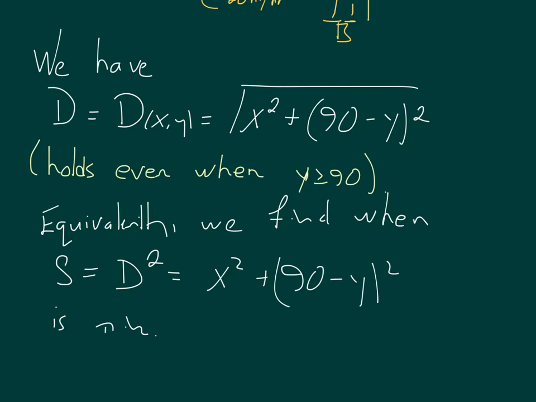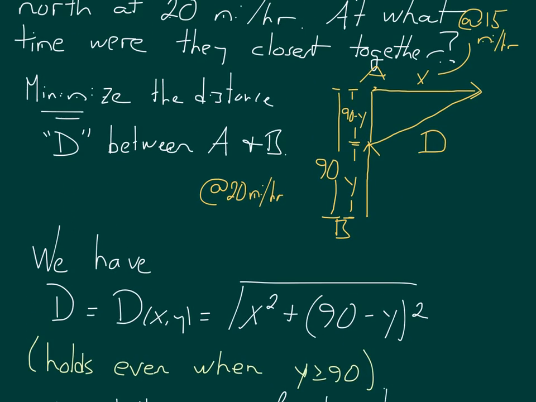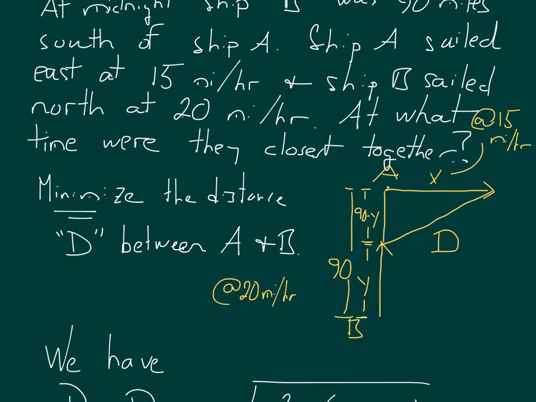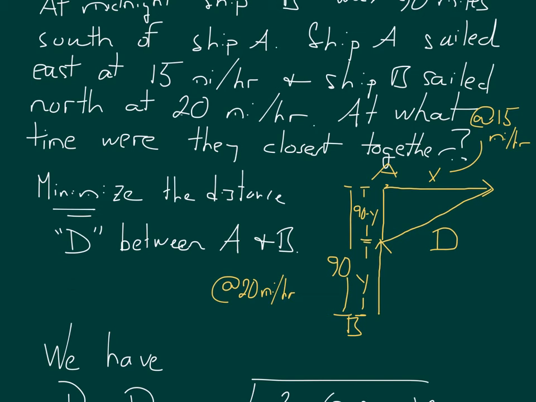In this case, what we're going to do is we're going to write S as a different variable entirely. We're going to do that by writing x as a function of t and y as a function of t, which will allow us to write S as a function of t, and then we'll find when, in other words, at what time t, S takes a minimum value. And the clue that we should do this can be found in the question itself. After all, the question says, at what time were they closest together?